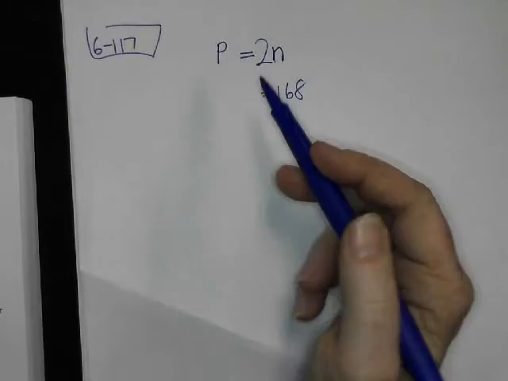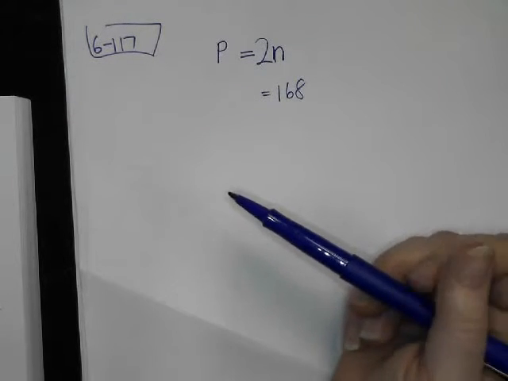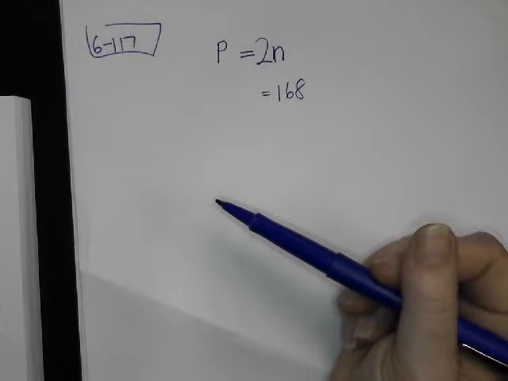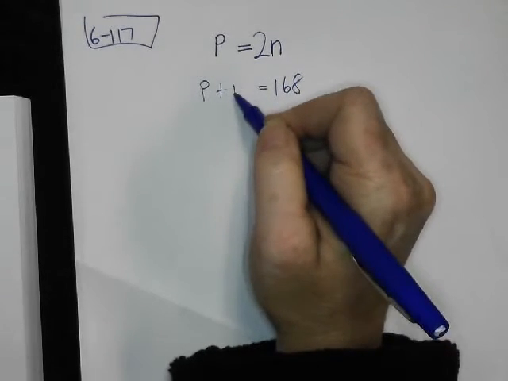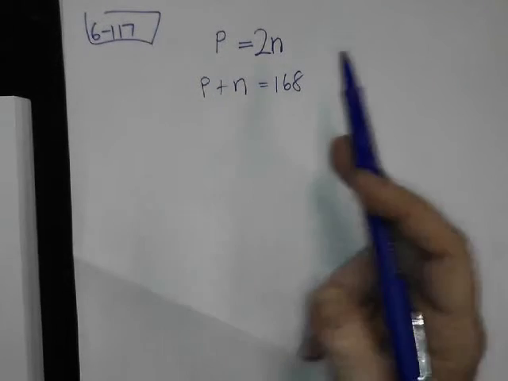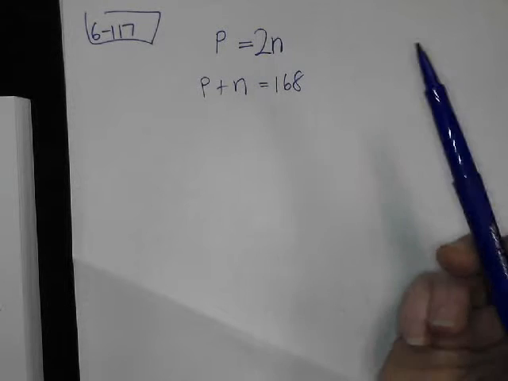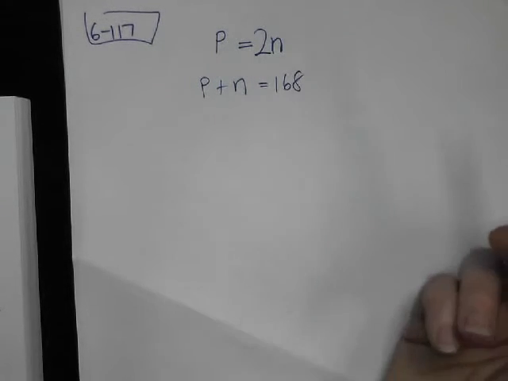So what do I write for the second equation if there's a total of 168 pieces of fruit? Wouldn't you have it like P plus N equals 168? Yeah, all the peaches plus all the nectarines, they all add up to be 168. And we know that the peaches are twice the nectarines.